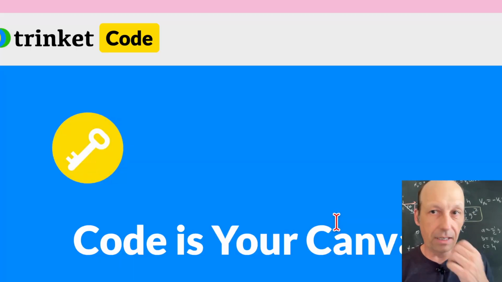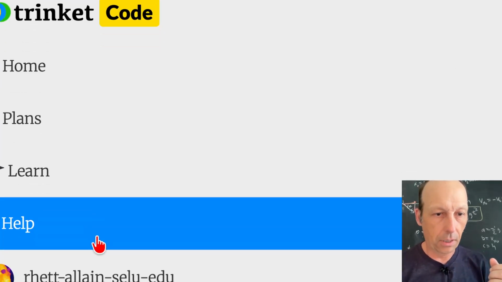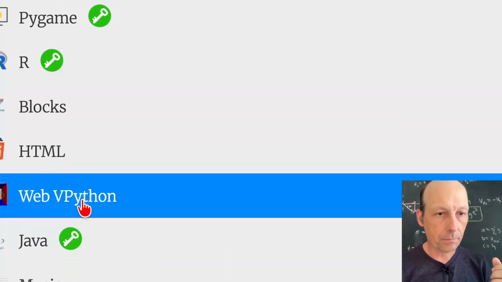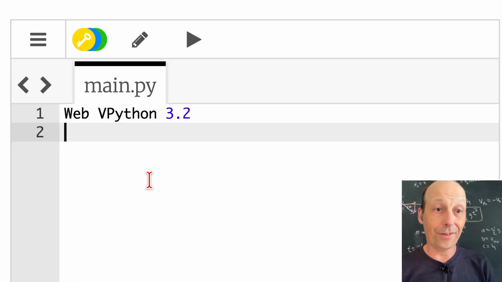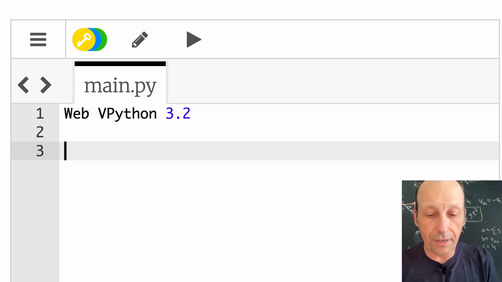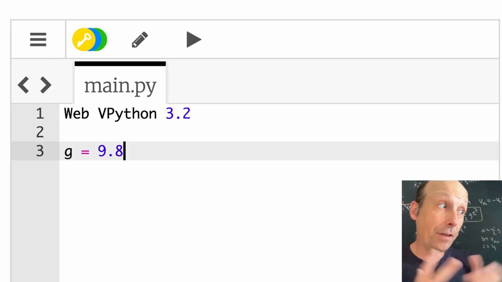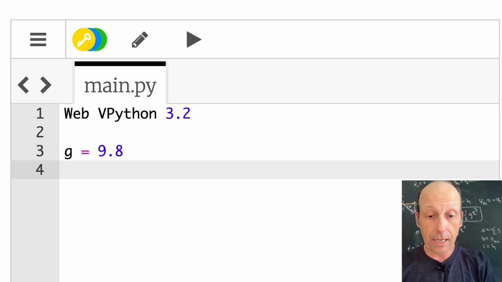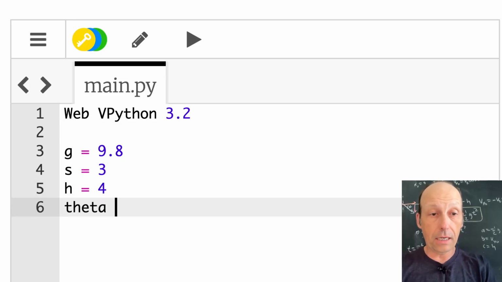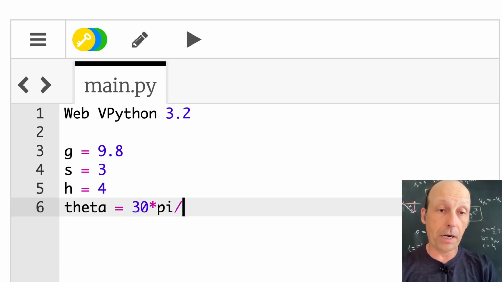So I'm going to go to Trinket. That's one I like better. It doesn't really matter. I'm not even going to save it. So in Python, I'm just going to start entering a bunch of variables. That's the nice thing about this. So g equals 9.8, not negative 9.8, right? And then I have s is 3, h is 4, theta is 30 degrees, 30 times pi over 180.